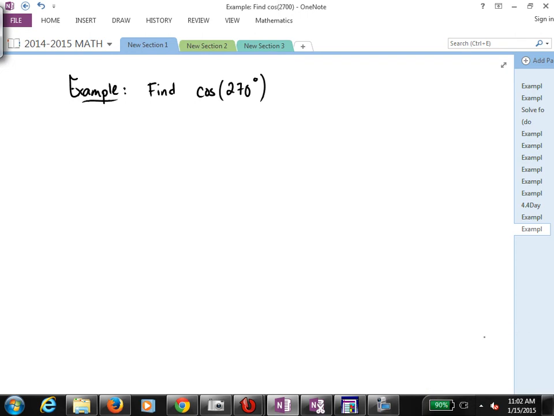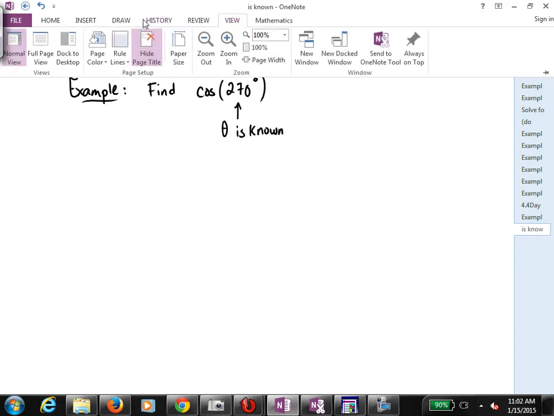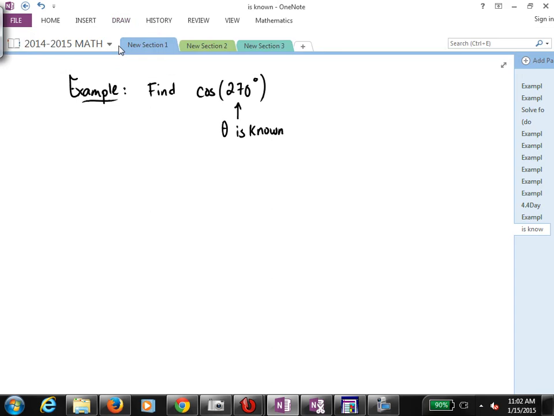This example wants us to find cosine of 270 degrees. Now, the difference between this type of problem is that the theta is known. And remember how I'm telling you two types of problems, either theta is known or theta is not known. In either way, you're going to sketch it, but if theta is known, start with sketching that.